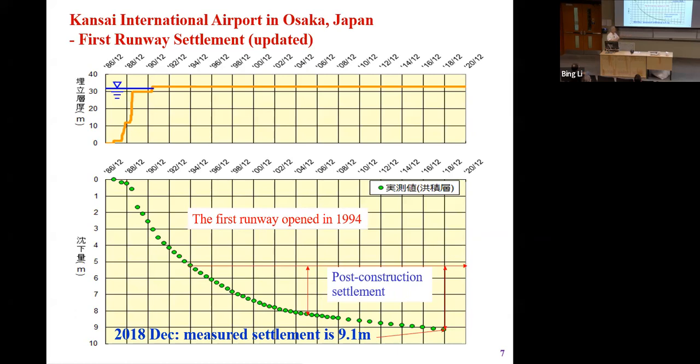And as civil engineers, we want to control the sediment. This post-construction sediment is very bad for structures and for the users. So we want to make this post-construction sediment as small as possible, but unfortunately here, it's still very big. You can see it's very big.